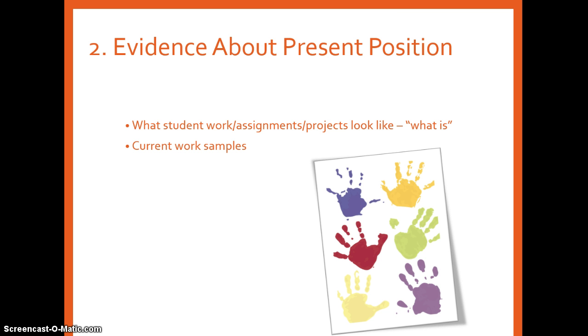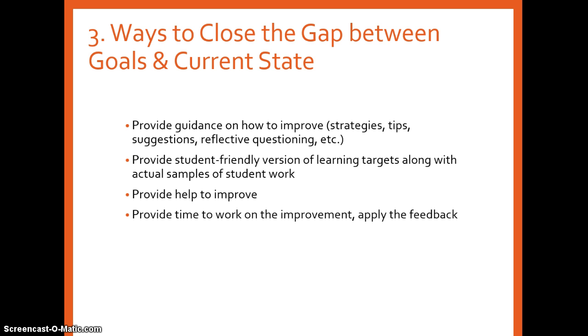So how do we know where students currently are? Well, looking at their work samples, their assignments, showing students what they're currently producing gives students a better picture of their current and present levels. And then the third way to close the gap between the goals and where they currently are is providing lots of guidance along the way, providing strategies and tips.